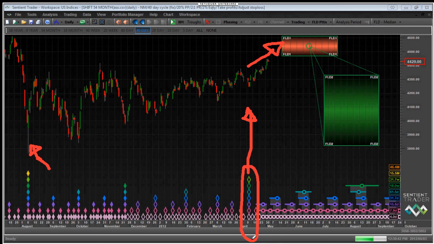So that's quite a long time. Think about that. That's 9 months, okay? That's a 9-month cycle trough, which according to this analysis occurred in early April. I think that's the 10th of April.